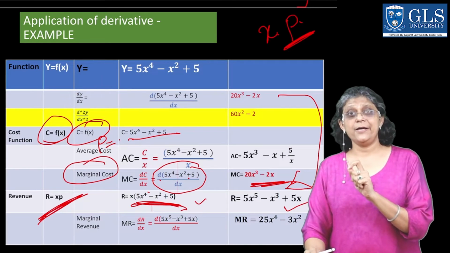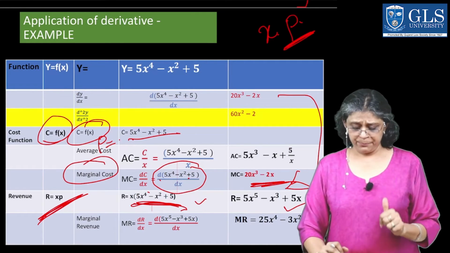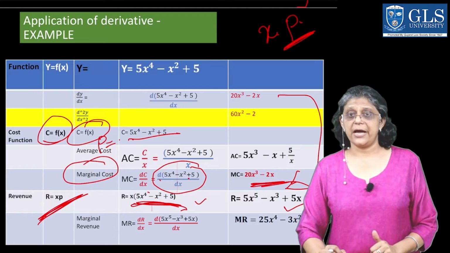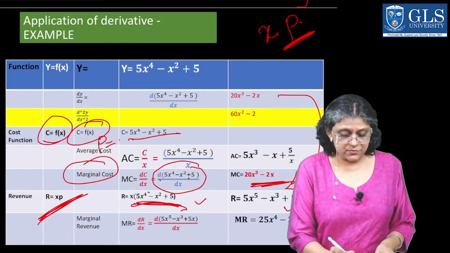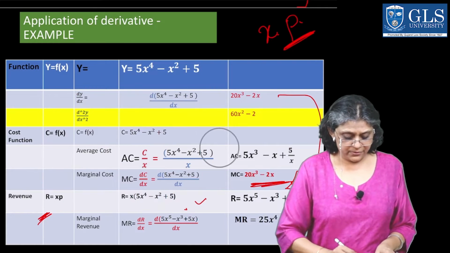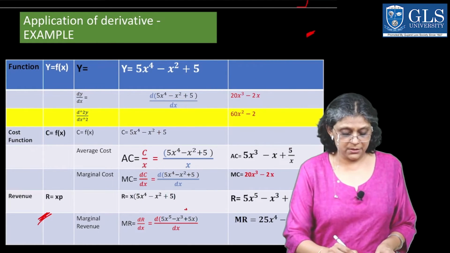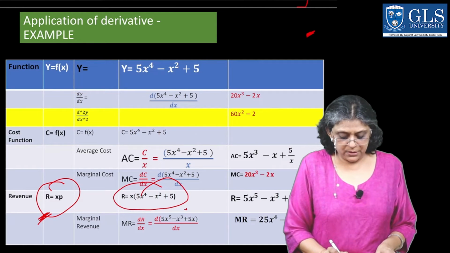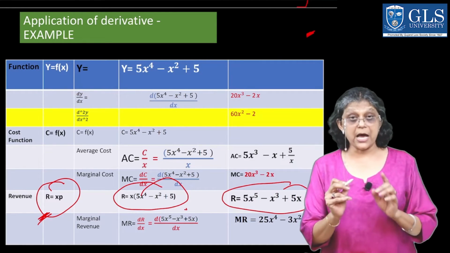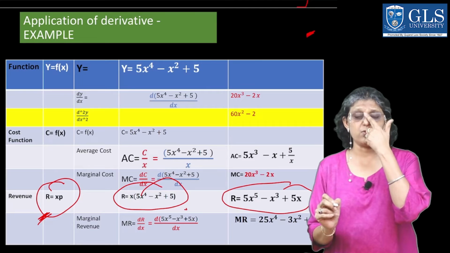Minus x square. So what have we got? It is minus x cube and so on. Clear? So what we get here is once again clearing of everything, and what we notice here is that revenue is equal to x into p. So my revenue is this. Now I want marginal revenue.